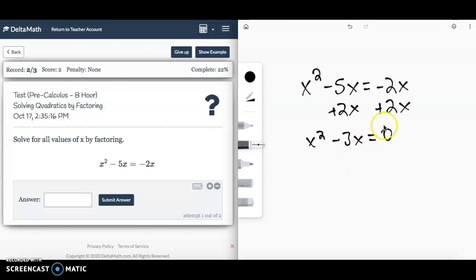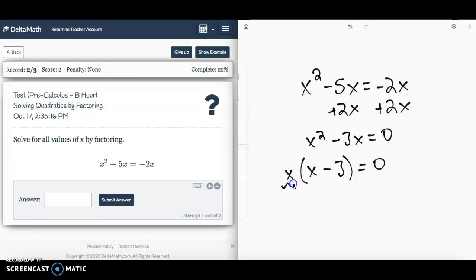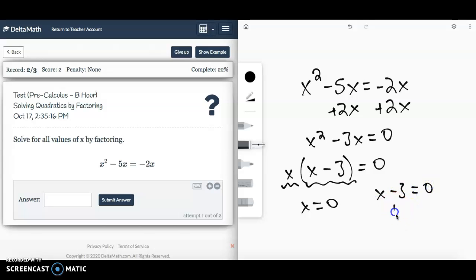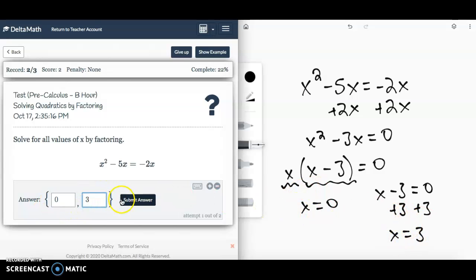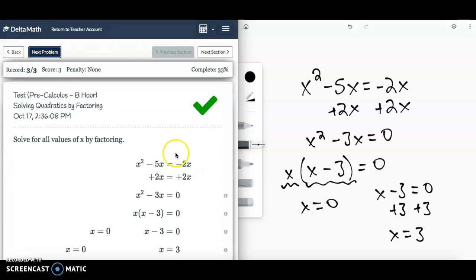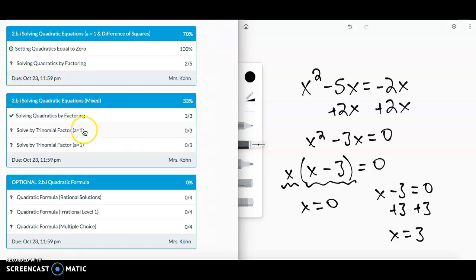Okay, now that it's set equal to 0, is there a GCF I can pull out? Absolutely. Both of these terms have at least 1 x in them, so I can pull out 1 x. I'll have x left over in this first term, my minus 3 is still there, and I took out the 1 x that term had. Then I separately set my factors equal to 0 and solve them. So x equals 3, x equals 0. Awesome. All right, let's go ahead and try the next section.